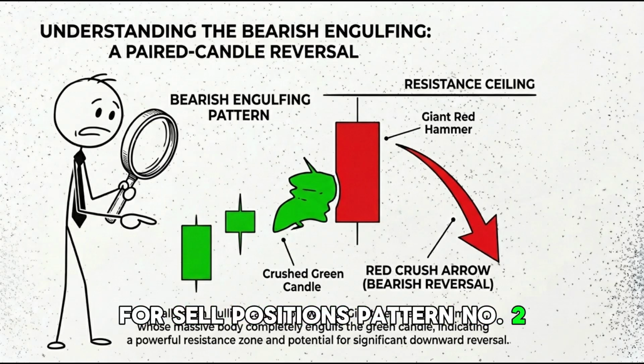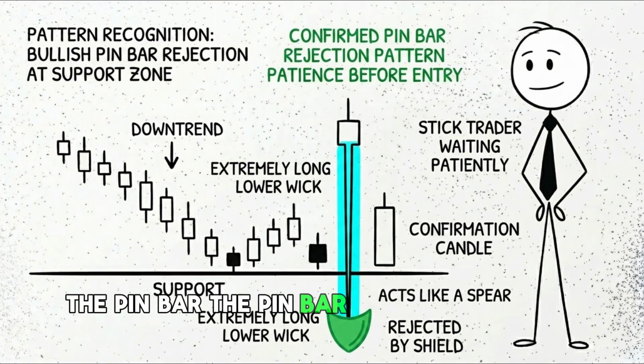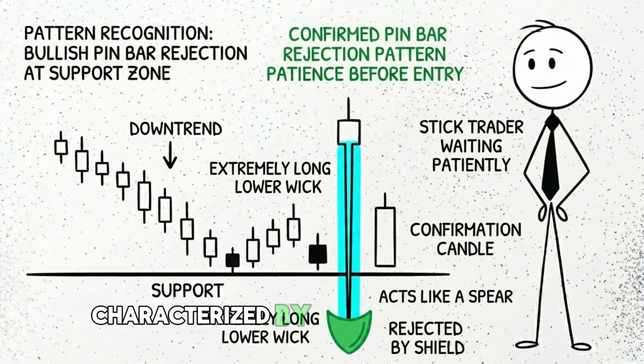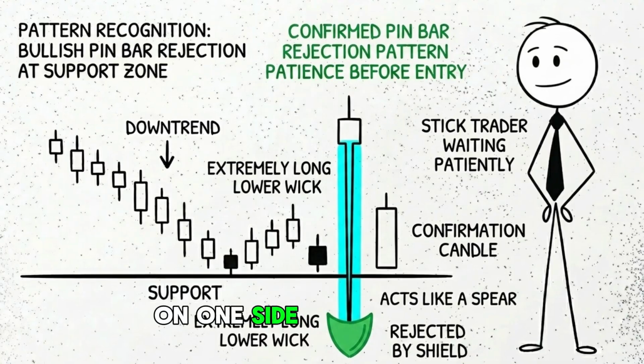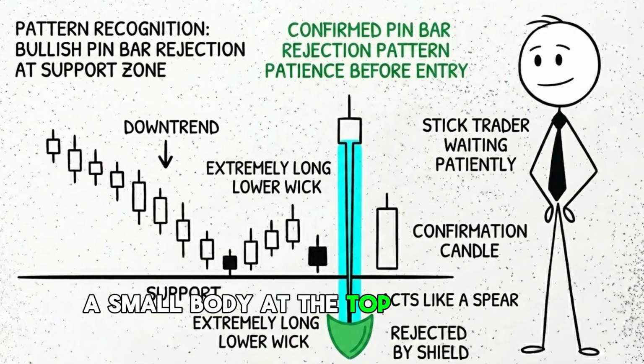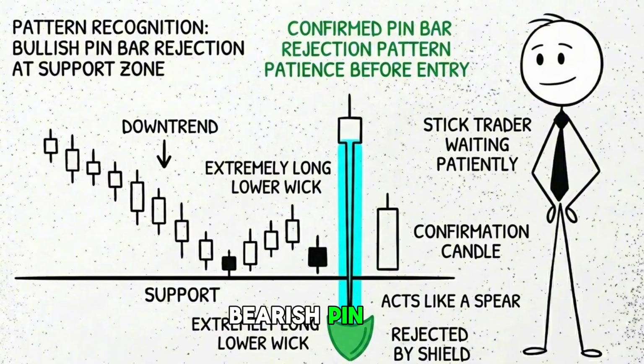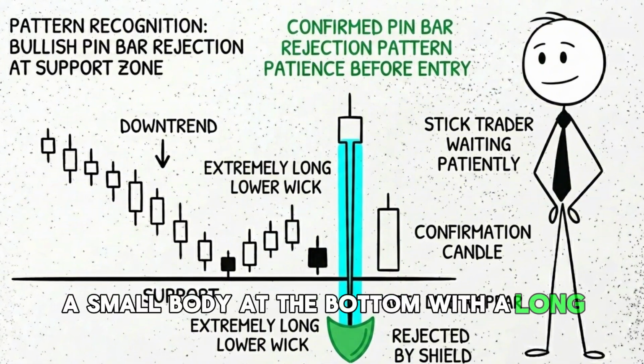Pattern number 2, the pin bar. The pin bar is a single candle pattern characterized by a very small body and a disproportionately large wick on one side. Bullish pin bar, a small body at the top with a long lower wick. Bearish pin bar, a small body at the bottom with a long upper wick.